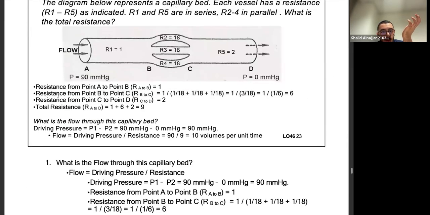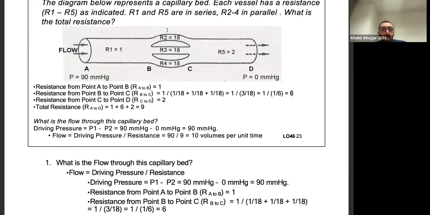So the resistance from point B to C, which is R2, R3, and R4, equals 1 over 18 plus 1 over 18 plus 1 over 18. Did you get it? So this is R2, and this is R3, and this is R4. Right? 1 over R2, 1 over R3, 1 over R4. And 1 over all of them will give you the total resistance of this parallel system, parallel circulation. So he solved for it and he got 6.